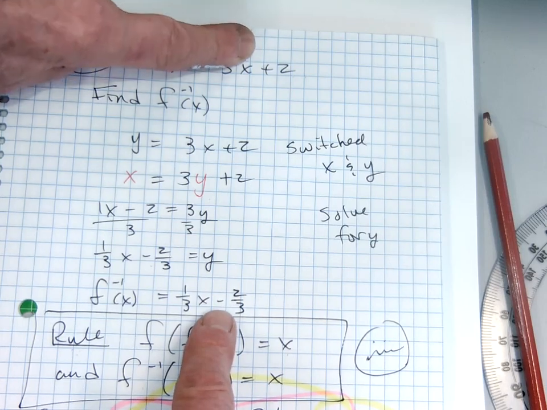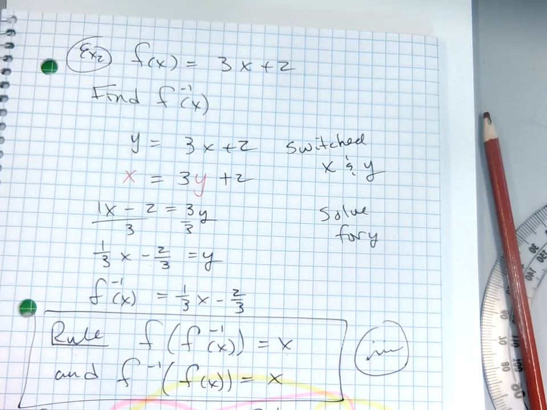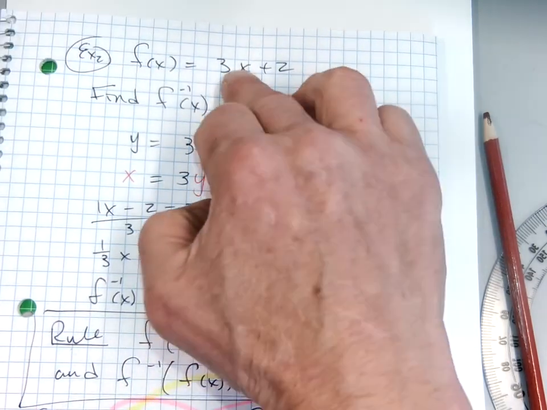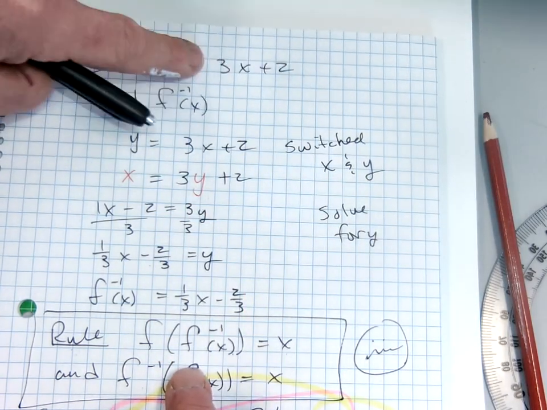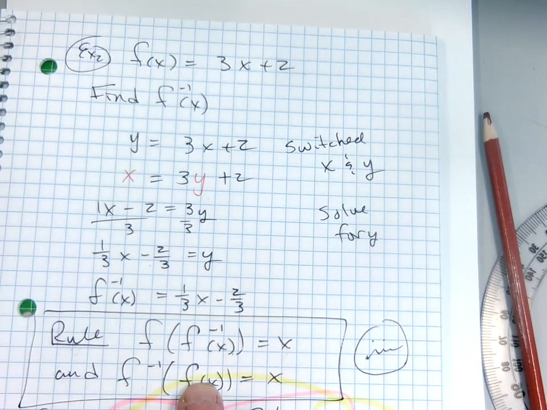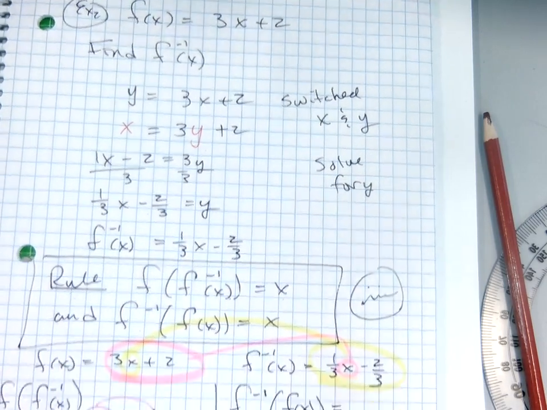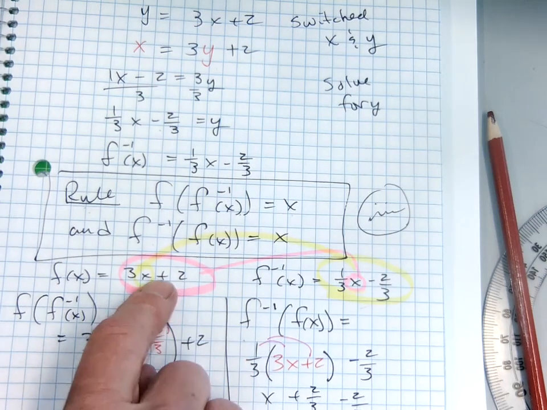Okay, so we want to use this proof. So if we plug the inverse into the function, it should equal x. And if we take the function and plug it into the inverse, it should equal x. So we did that. So we wrote them out down again. Here's our function. Here's our inverse.